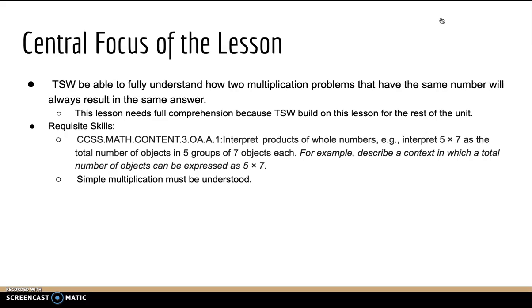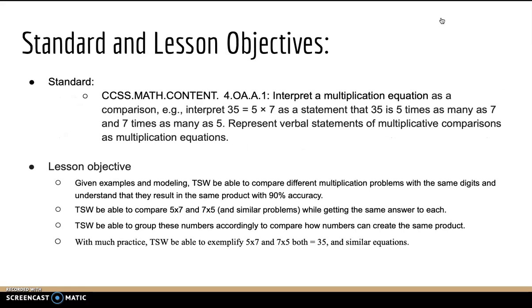Some requisite skills consist of interpreting products of whole numbers. For example, interpret 5 times 7 as the total number of objects in 5 groups of 7 objects. Another requisite skill is simple multiplication. That's important because we're pretty much just building on that now.